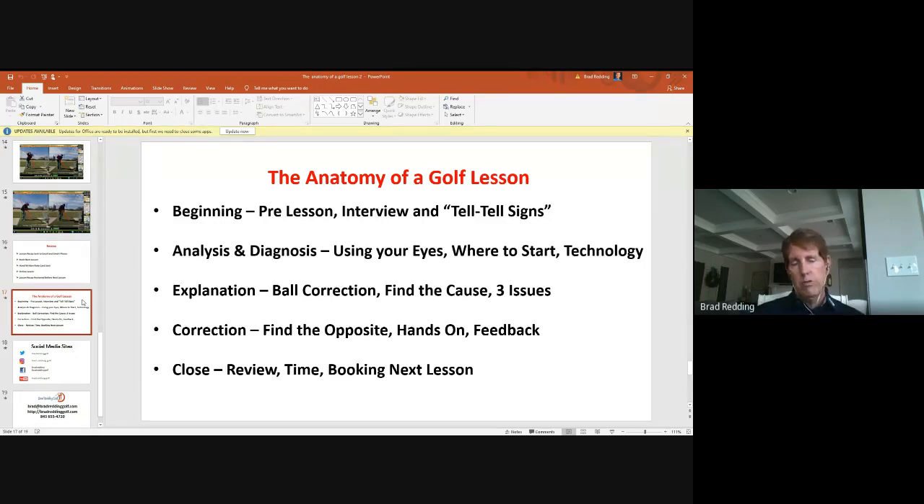I don't want to sit there and do all this explanation and talking. This is the most talking I'll do in 50 lessons right here. I want to move them around, have them hit shots, watch ball flight. I'll stop occasionally to explain to them what's going on, but I don't want to spend all my time talking. I want to spend my time listening. I want to spend my time helping them hit better shots, obviously.